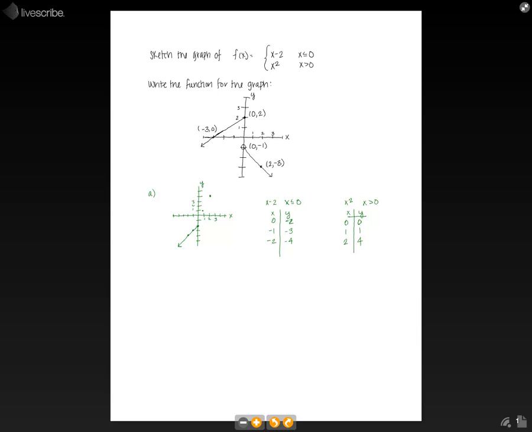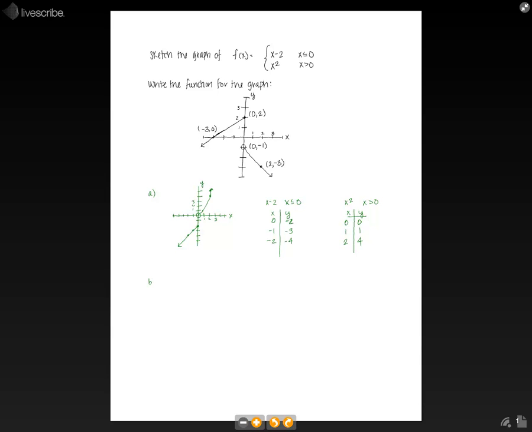Alright, so there's something special about 0, 0. That point is not actually included in the function, so we mark it with what we call an open circle, like that. So then we connect all of those points, and that function is going to continue to the right only. Alright. So that's the graph for part A.